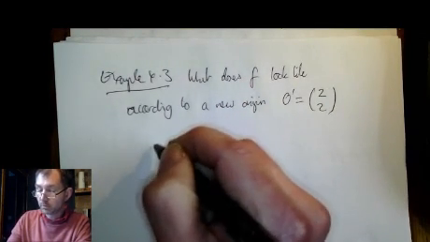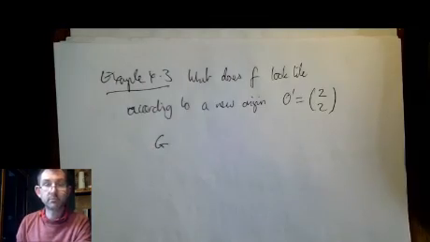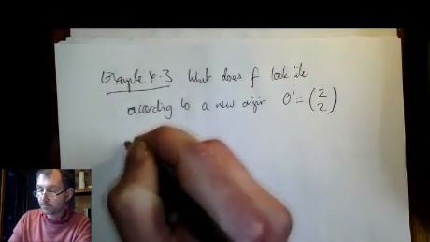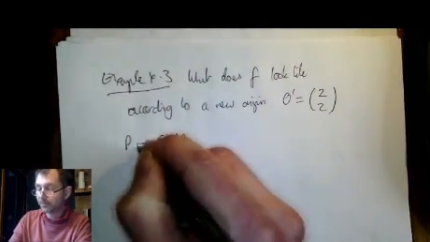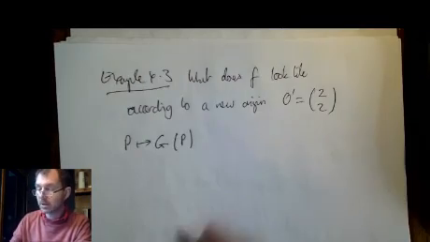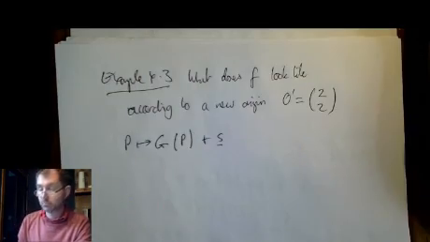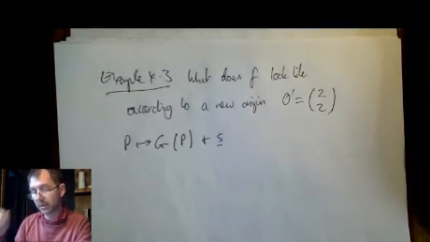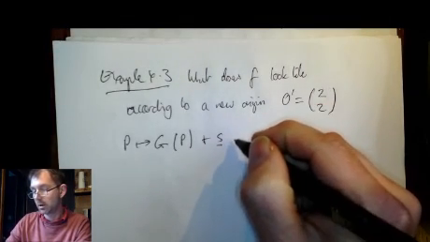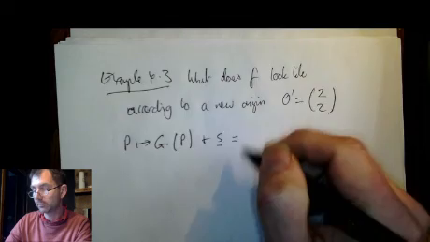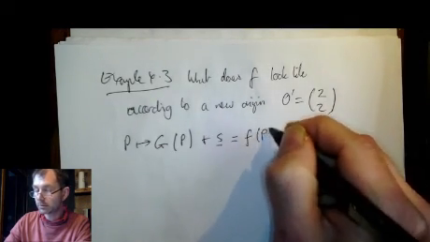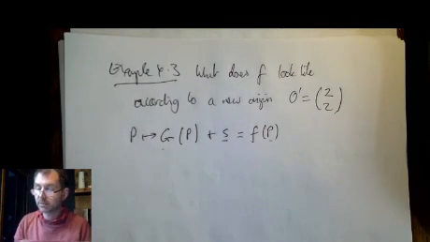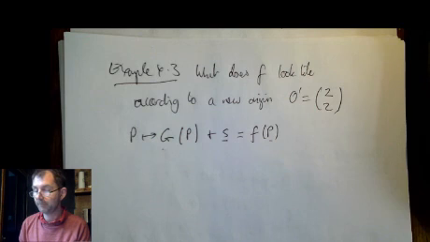So it will look like some invertible linear operator. So P will map to some invertible linear operator applied to P plus some new translation S. And we want this to represent the same affine transformation. So this will also have to be equal to F of P. But here this rotation is now taking place about a different origin, about the origin O dashed.